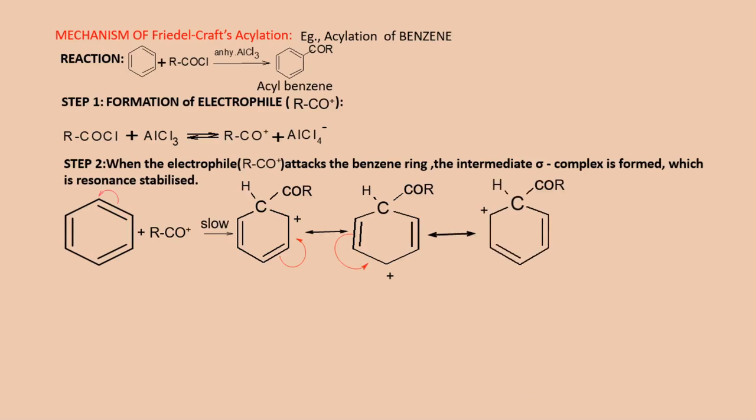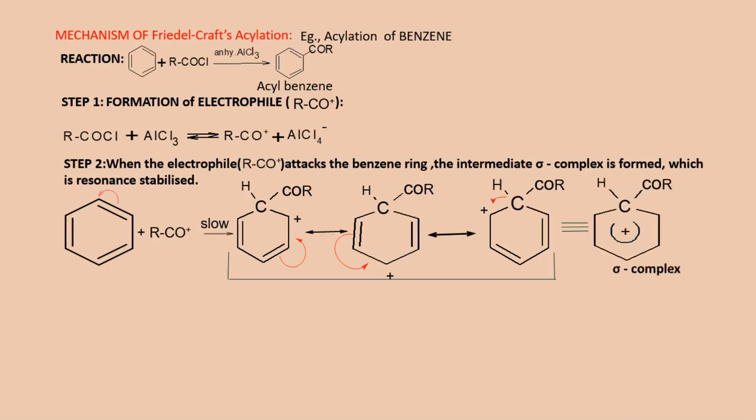So when we consider here this structure, you will be getting again this bond can be shifted, so that positive charge will come over here, and next this bond can be shifted, so that H can be removed as H plus. So all these resonating structures are equivalent to this sigma complex structure. So this sigma complex is formed.